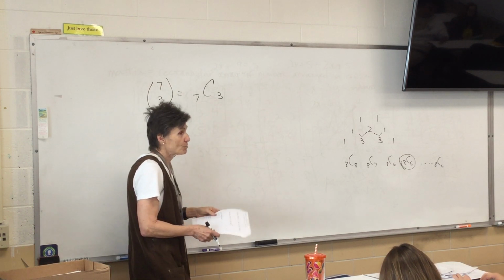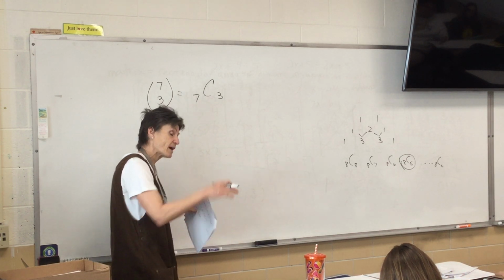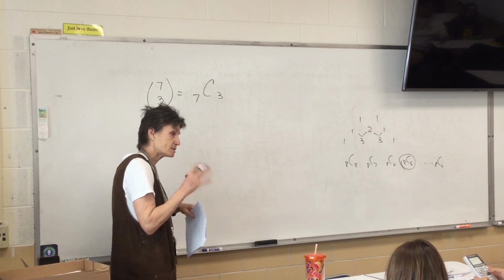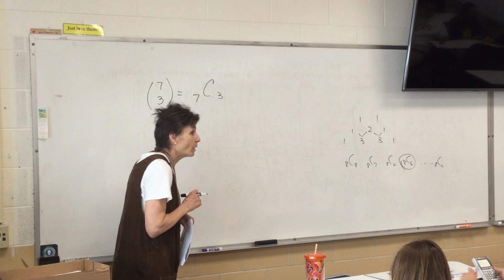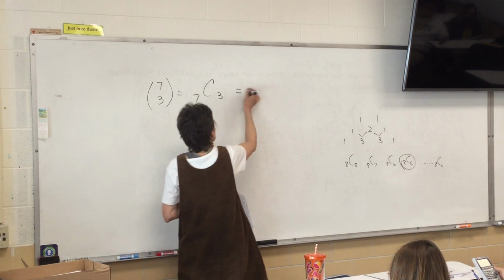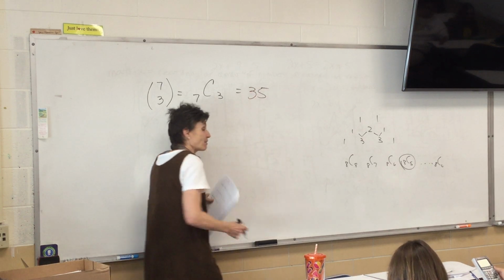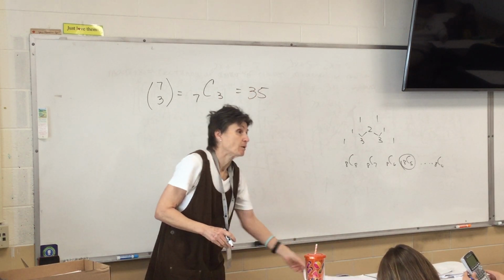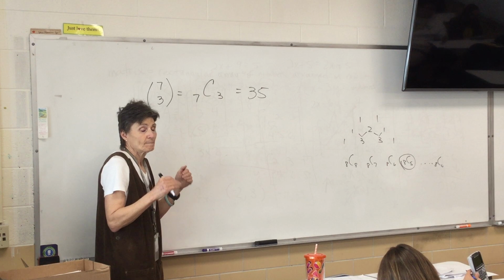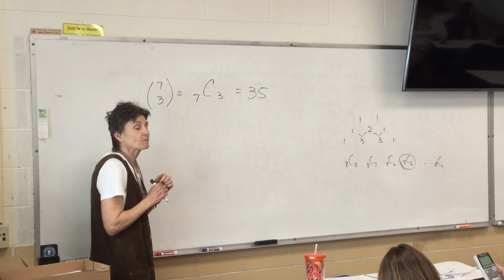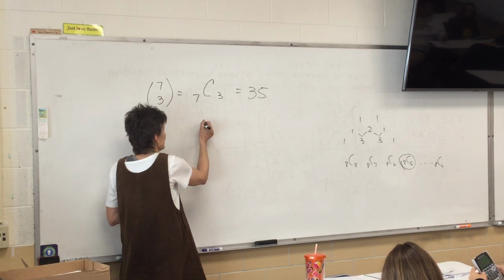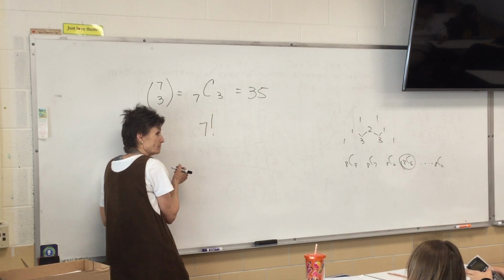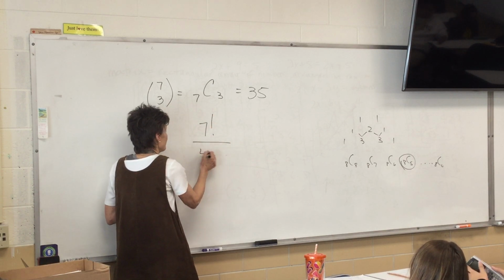Now, I know you could plug that in on your calculator. In fact, go ahead and tell me what you get when you type it on your calculator. 35. Now, how did that 35 come about? What math is the calculator doing? Well, I'll show you. 7C3 means 7 factorial over 4 factorial, 3 factorial.